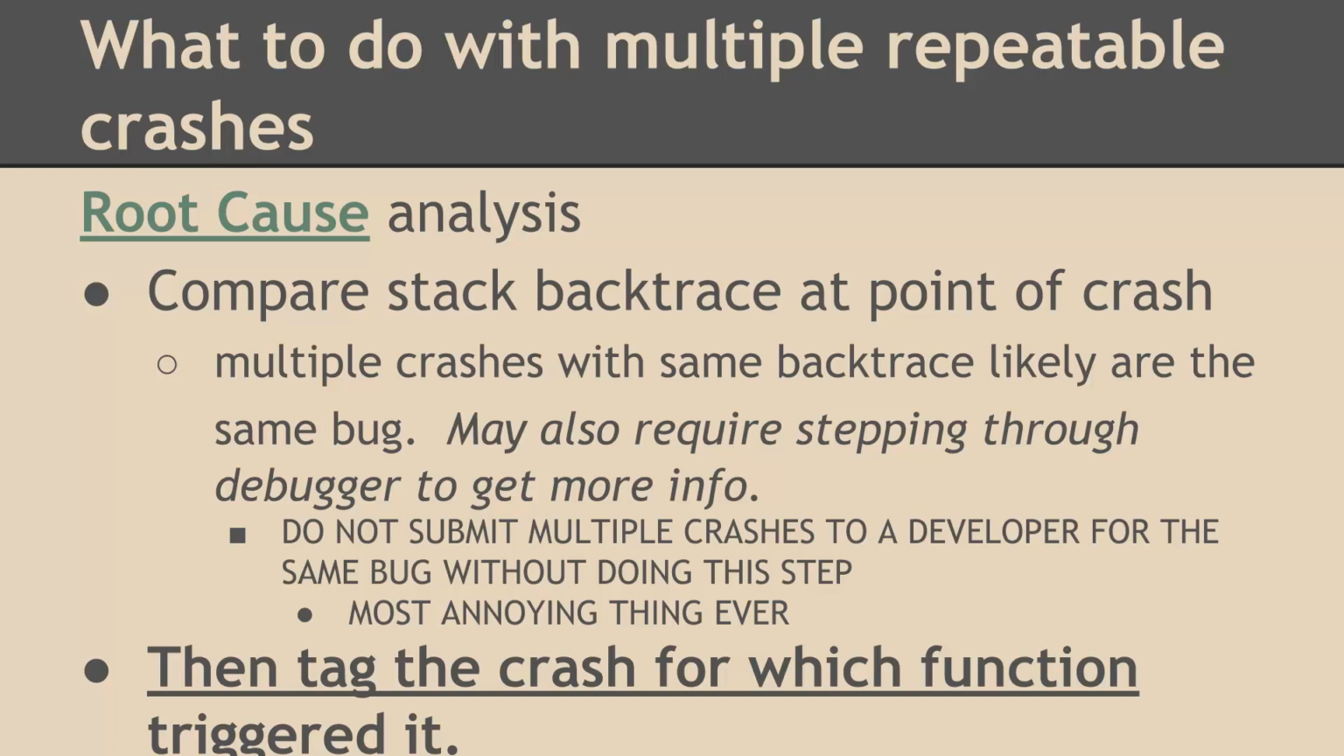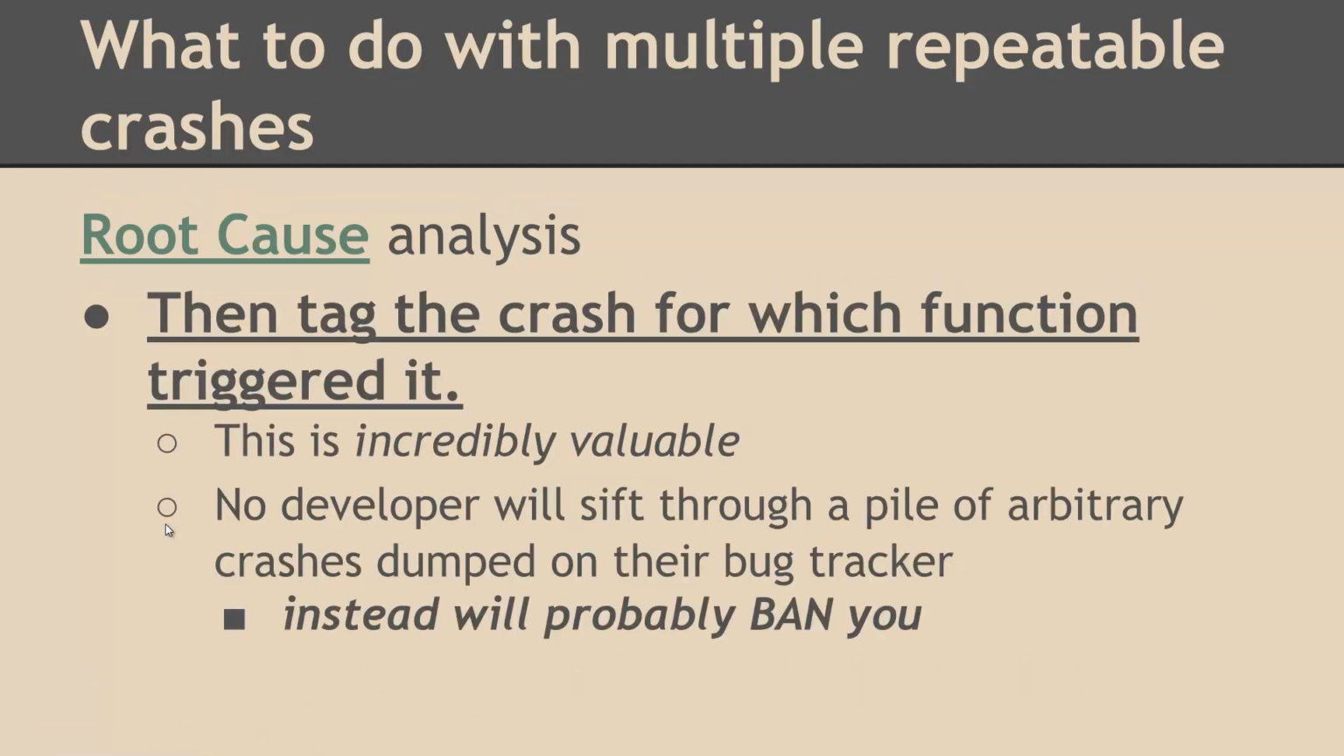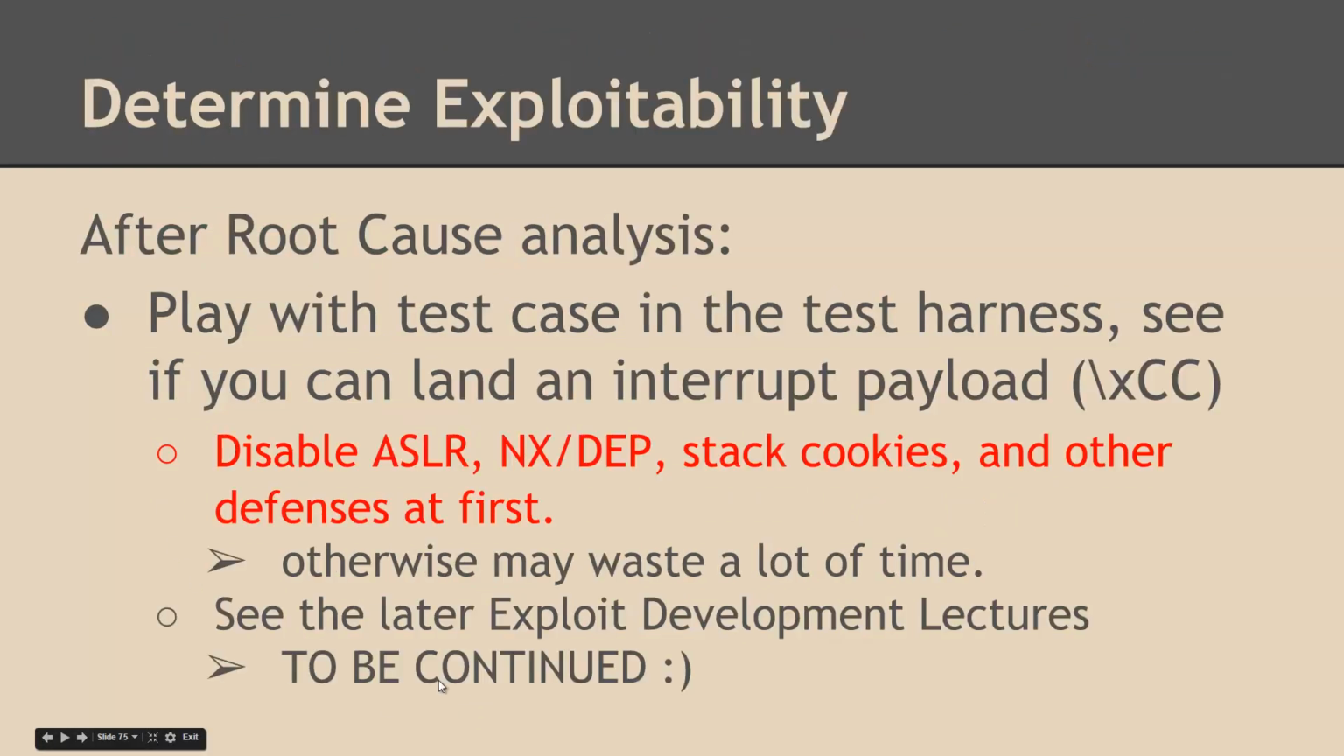Because if you find multiple crashes that all crash from the same function, you only need to report one. You don't need to report a ticket for every single one. That is how you get banned from a bug tracker. You can submit multiple crash files for the same ticket. That is the way to do it. So I can't emphasize enough, it is incredibly valuable to do this analysis.